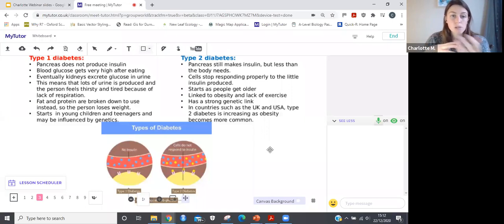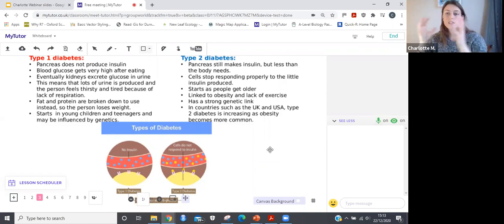Fat and protein are also broken down to use instead, so the person loses weight. So any of that glucose that wasn't stored as glycogen that happened to be in the fat stores or occasionally in protein stores is also broken down. So the person becomes very thin. And type 1 diabetes starts in young children and teenagers and may be influenced by genetics.